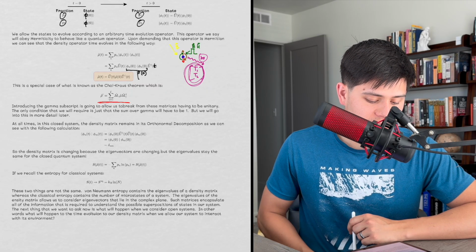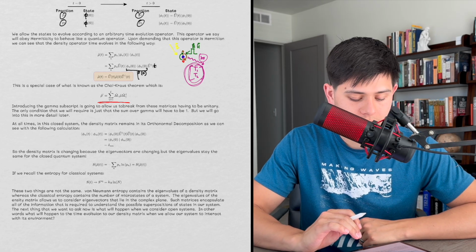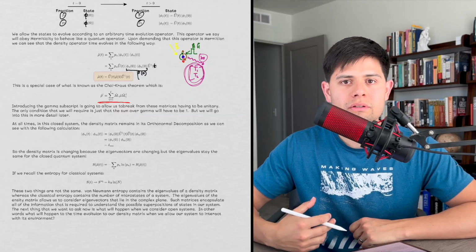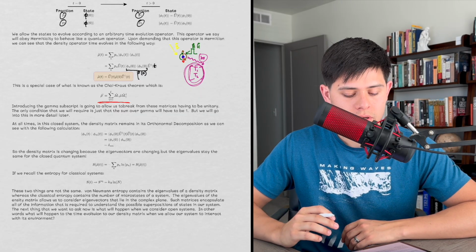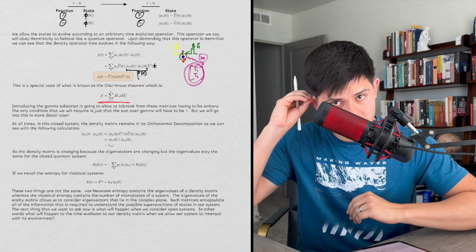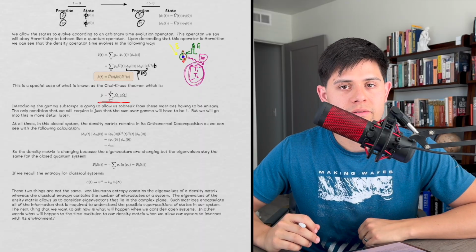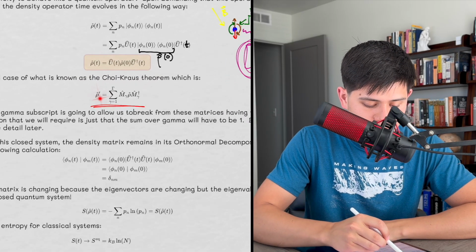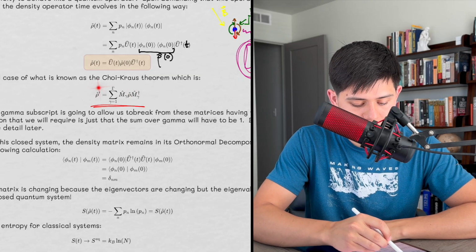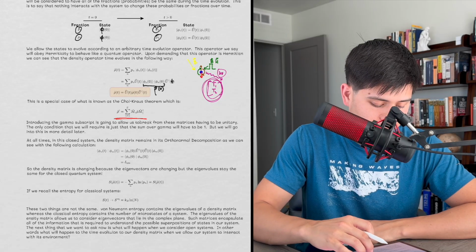And the only condition that we're going to require is just that the sum over these gammas will be equal to 1. And we'll see more about this later. When we start talking about having quantum systems be open, be available to the outside environment, which is going to change their probabilities and everything, this is going to really help us in understanding how this rho matrix, or how this density matrix, evolves in time.